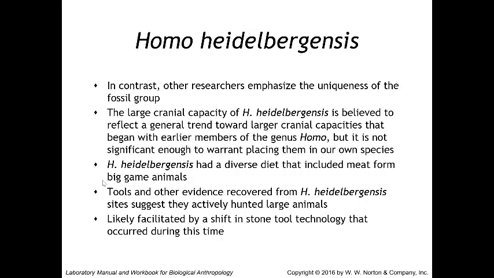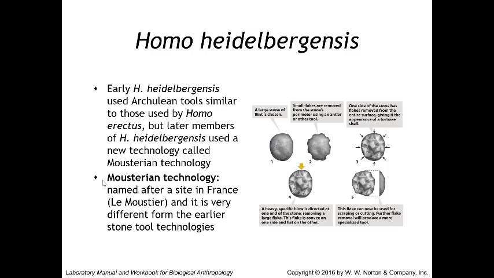Homo heidelbergensis had a diverse diet that included meat from big game animals, and tools and other evidence recovered from Homo heidelbergensis sites suggest that they actively hunted large animals, likely facilitated by a shift in their stone tool technology that occurred during this time. So this brings us to that shift in tool technology.